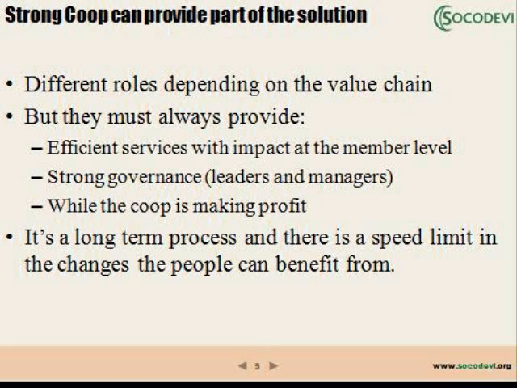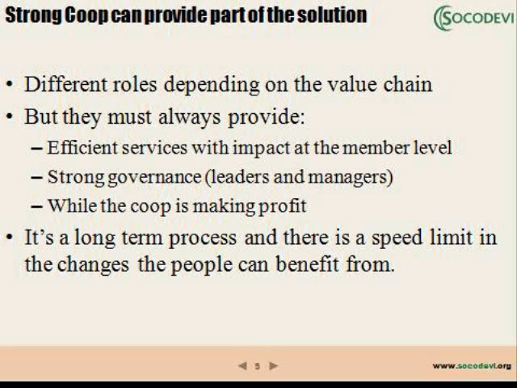But in all cases, they must always provide efficient services with impact at the member level, and this is very important for co-ops. Co-ops have been put in place to provide efficient services, first and foremost, for the members. So if the members cannot receive those services at a low cost, very often those members will sell their product to other organizations or other traders that are already working on their market. So co-ops need to be efficient.